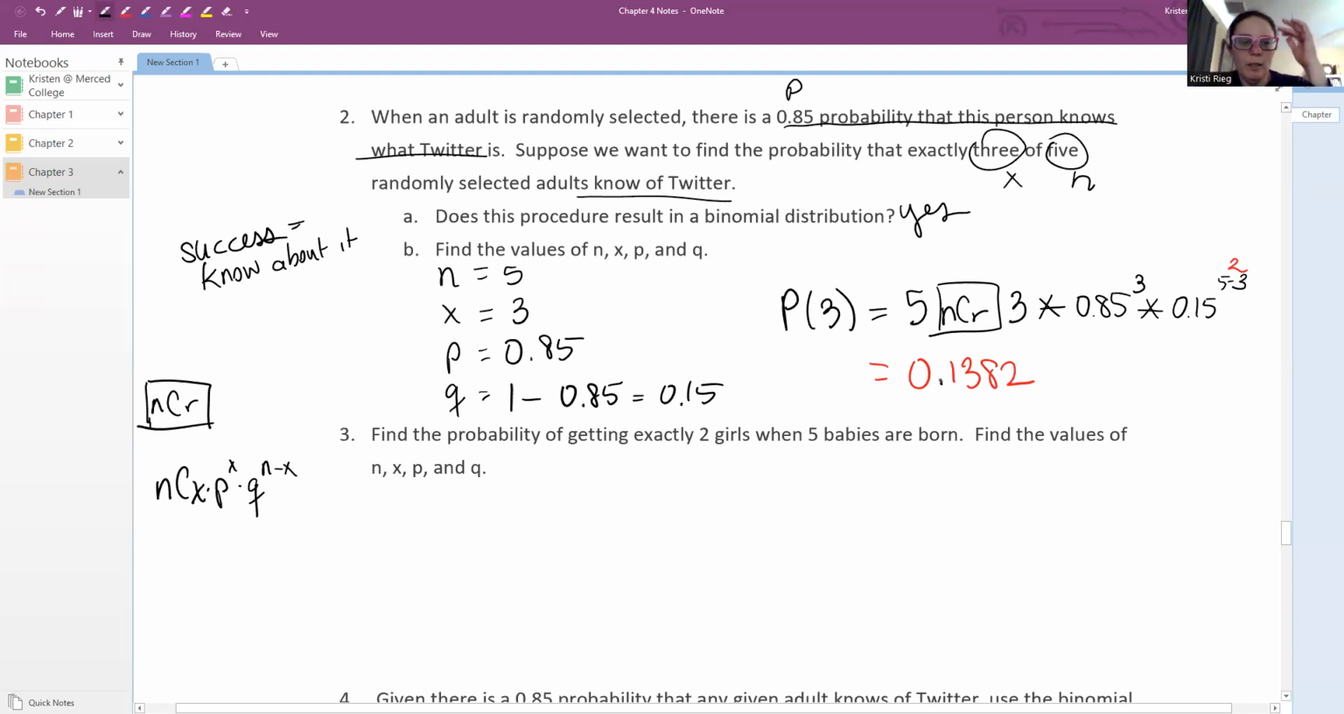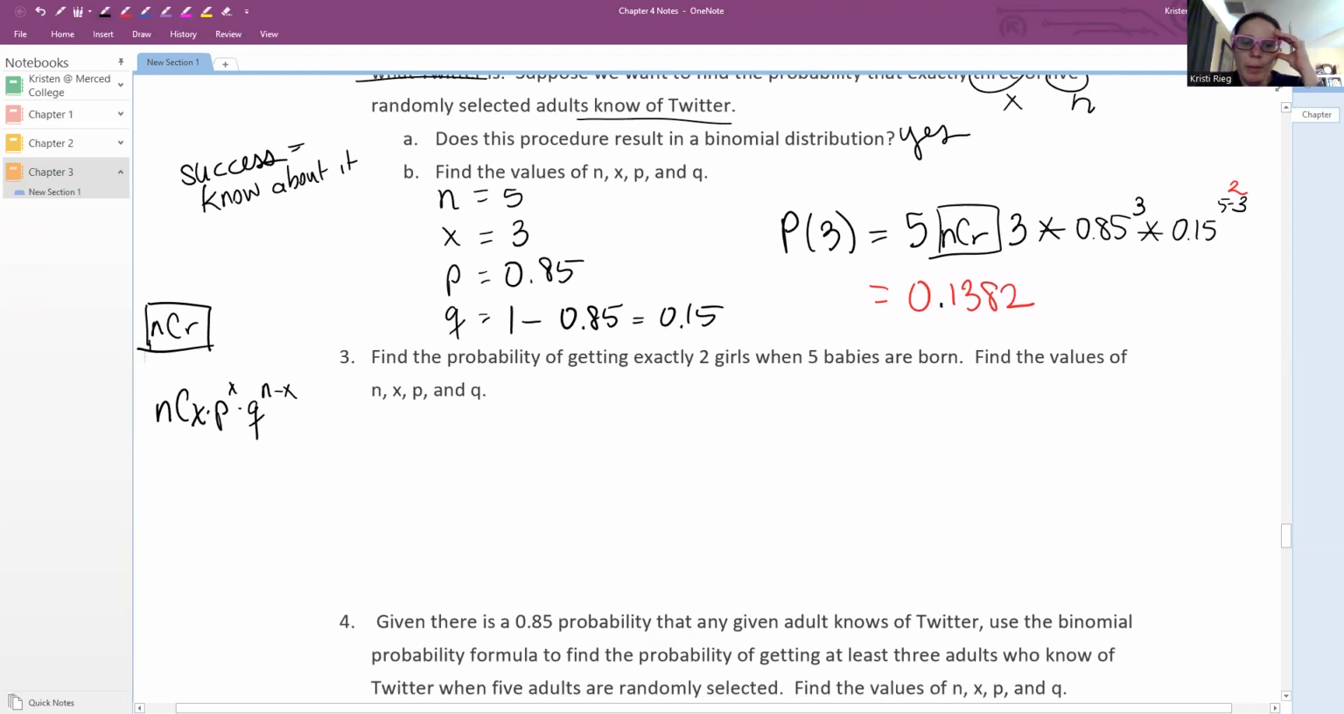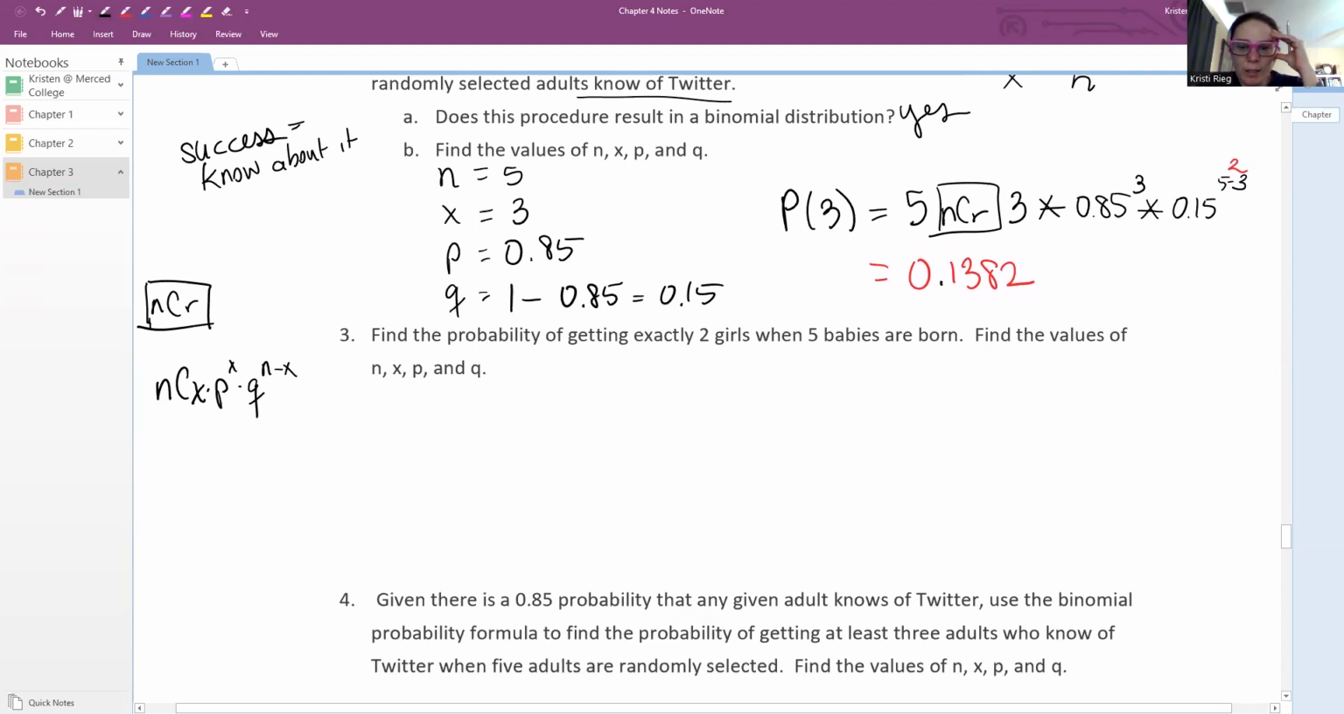So let's try this again. Problem 3, find the probability of getting exactly 2 girls when 5 babies are born. Okay, so we want N, X, P, and Q. N is the total number of babies, so there's 5 babies. X is the number of successes in this problem. They're saying girls is a success because that's what we're trying to find.